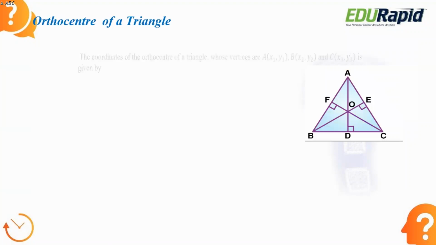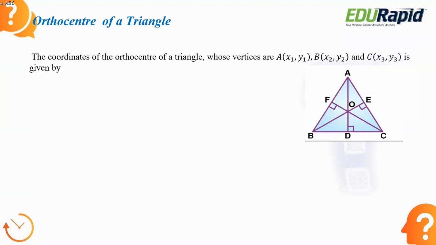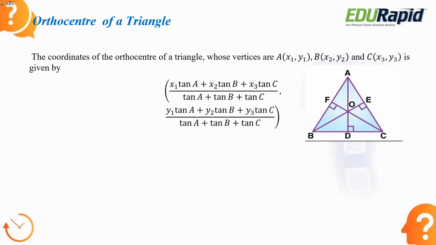Then we have orthocenter. Now you have already come across centroid, then you came across circumcenter, then orthocenter. Let's see what is orthocenter and know the difference between all these, okay? The coordinates of the orthocenter of a triangle whose vertices are A of x1, y1, B of x2, y2, and C of x3, y3 is actually given by this formula.